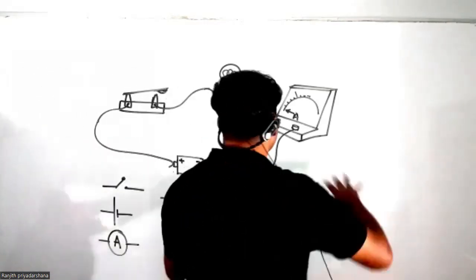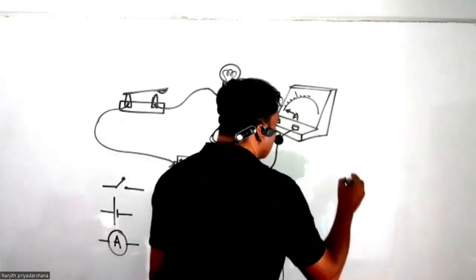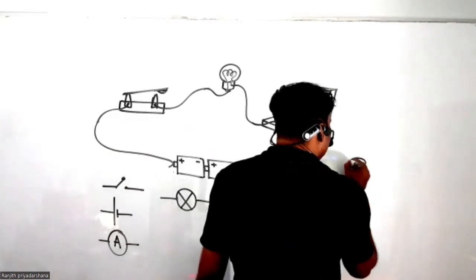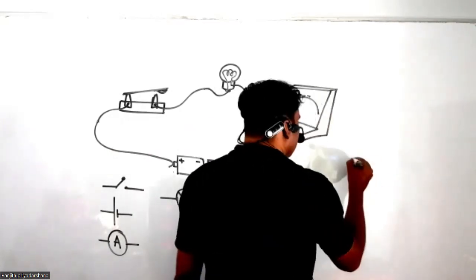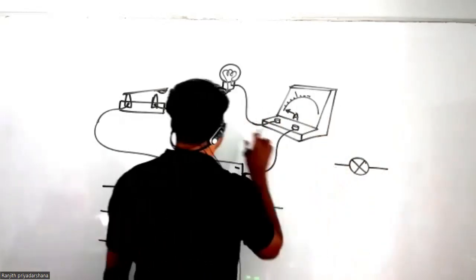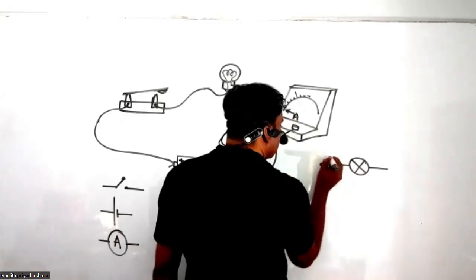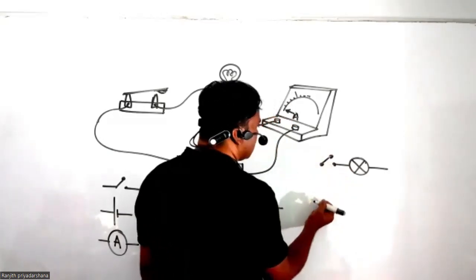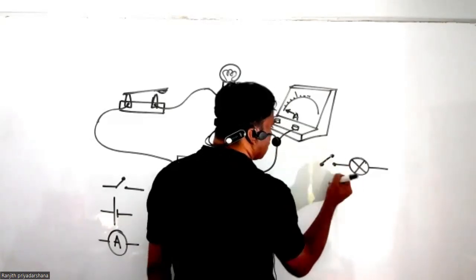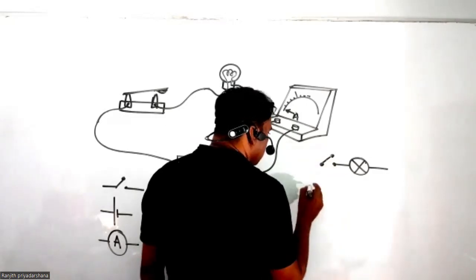Okay, let's draw this diagram by using symbols. That's very simple. So there's a bulb here. You can start from anywhere else you like. I use this bulb symbol, right? And before that, there's a switch, an open switch. So this is that open switch. When you close it, it must be connected to this.